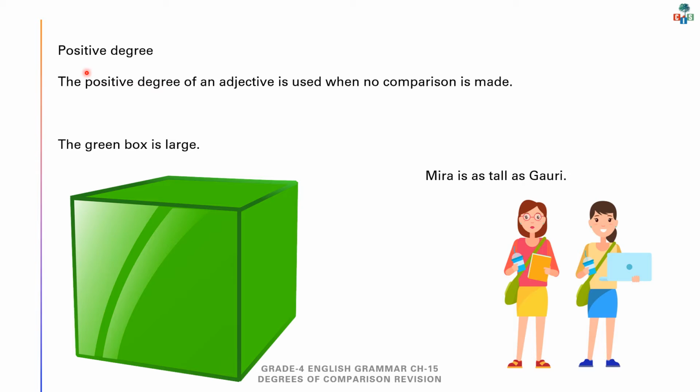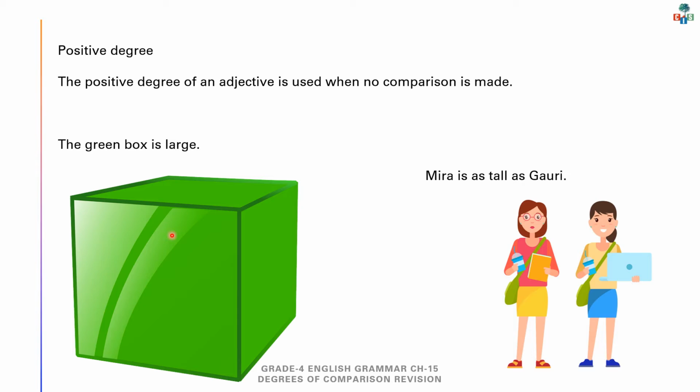Positive degree. Yes, children. When do we use this degree? The positive degree is used when no comparison is made. It means when we speak about only one person or thing, at that time we use the positive degree. For example, the green box is large. Here we are just saying that the green box is large. We are not comparing this box with another box.